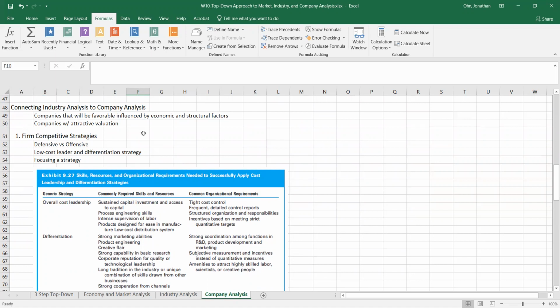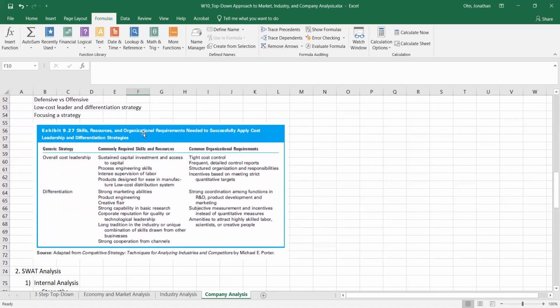Now, as I said, the important thing is that you have to connect industry analysis and company analysis. In industry analysis, you identify industries with attractive profit potential, and also industries that could be positively affected by economic or structural trends and factors. Given that information, you then choose the companies within those industries that might be more favorably influenced by those factors, and with attractive valuation. That is important too. Attractive valuation means that if a stock is very highly priced, you have to avoid it.